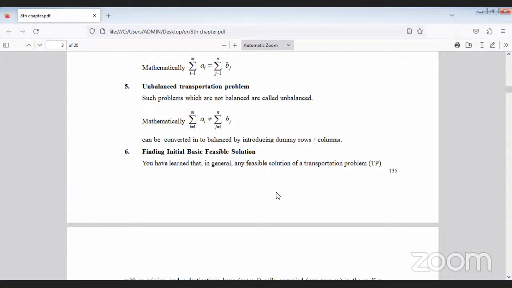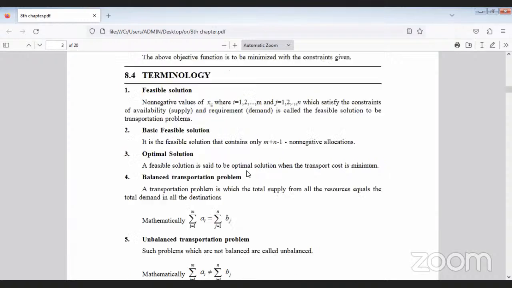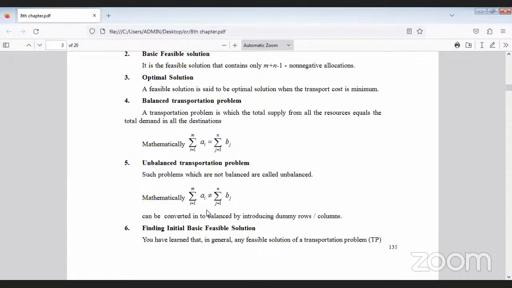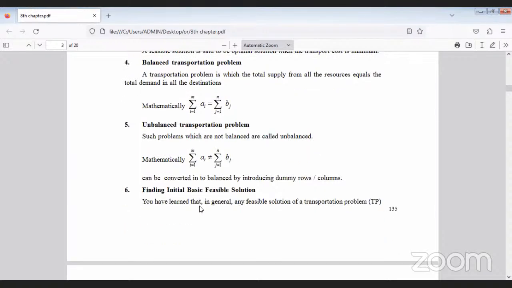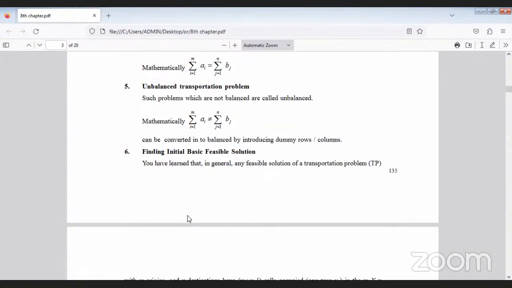Unbalanced transportation problem: such problems are not balanced. Already I told that a balanced transportation problem has equality, while the unbalanced one has summation of i equals 1 to m of a_i not equal to summation of j equals 1 to n of b_j. So it can be converted to a balanced problem by introducing dummy rows and columns. To balance the problem, we have to add dummy rows or columns. We will see it when we look at problems. Next, finding the initial basic feasible solution.